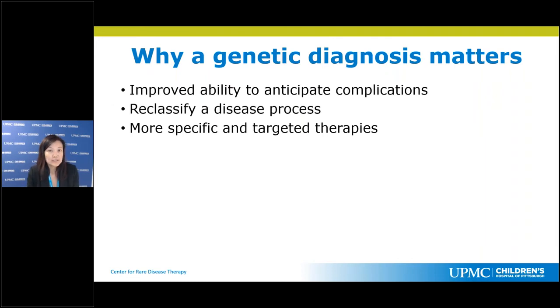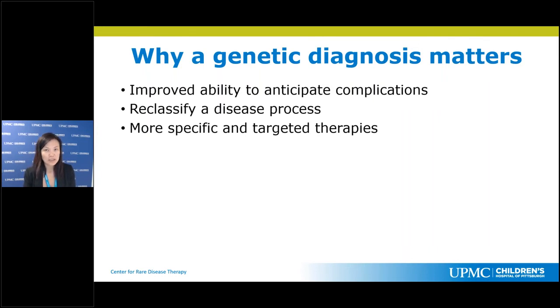And so why does it even matter if I find a genetic diagnosis? And that's what some of the other slides will talk about. So it really improves our ability to anticipate complications, right? And then we can reclassify a disease process that we think is this, for instance, with a patient with CTLA-4, is this poor production or is this autoimmune? And so once you get that diagnosis of CTLA-4, you probably are going to reclassify them and say this might be more likely to be autoimmune.